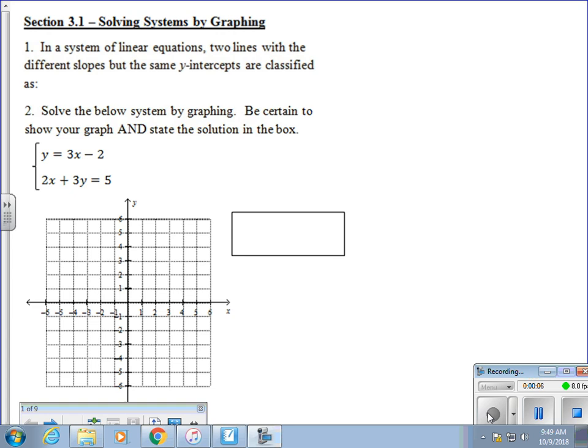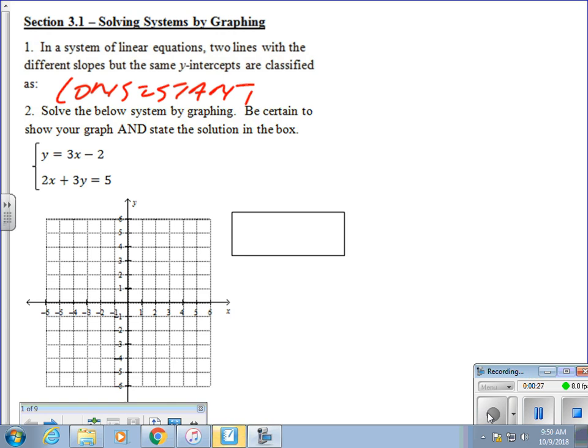Okay. So in a system of linear equations, two lines with different slopes. When I see different slopes, I know what I have. I have two lines crossing each other. This is a consistent system, because I have an answer. They will cross each other at some place.